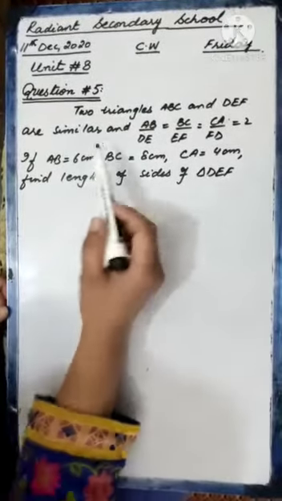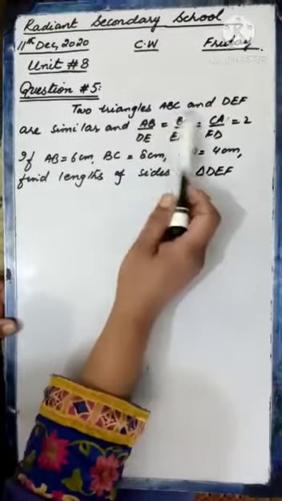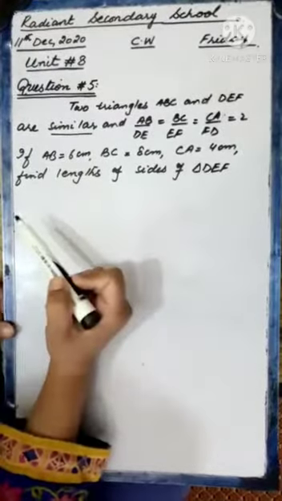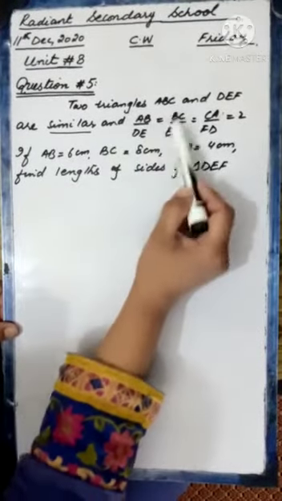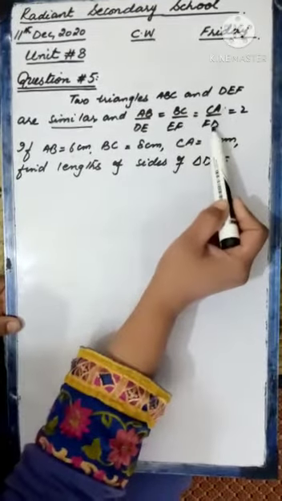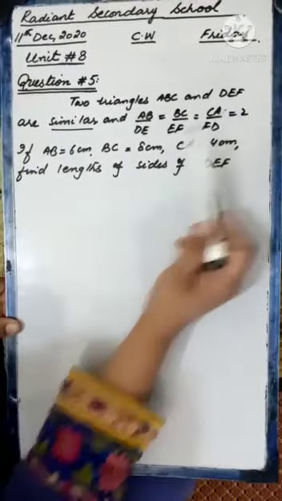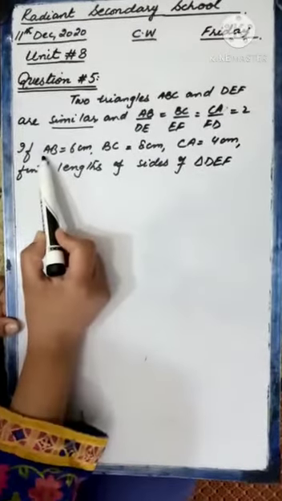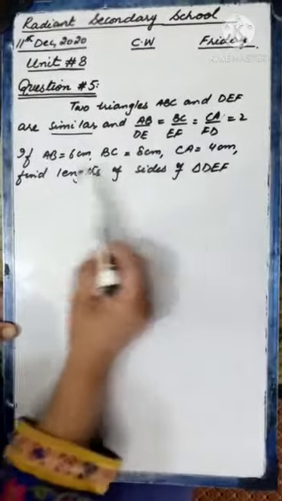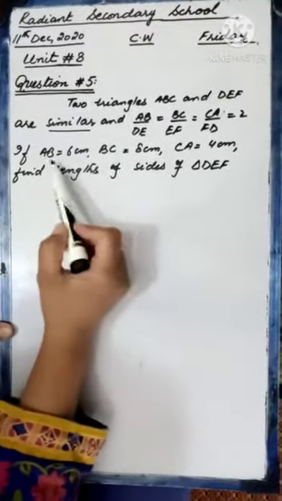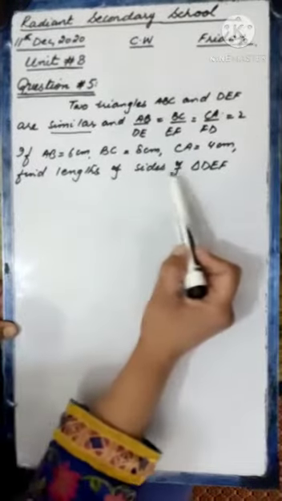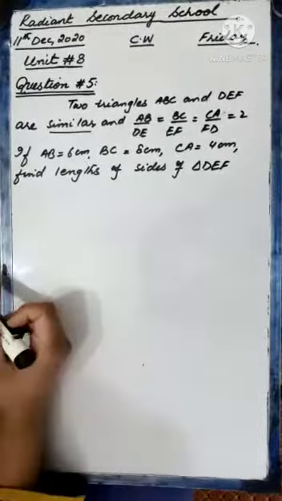Okay students, now question number 5 is there. Two triangles ABC and DEF are similar. Now it is given that these are similar, and the ratio of the sides is also given. AB ratio DE, BC ratio EF, CA ratio FD, these are equal to 2. And separately it is given side AB is 6 cm, BC 8 cm and CA 4 cm. And these sides are of course of triangle ABC. We have to find the lengths of the sides of the triangle DEF.